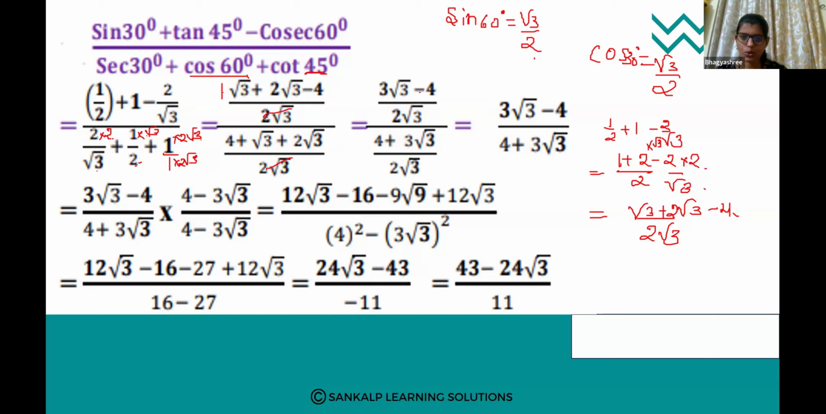3 into root 3 minus 4 divided by 2 root 3. 4 plus root 3 plus 2 root 3. Here also 4 plus 3 root 3. 2 root 3 and 2 root 3 will get cancelled. 3 root 3 minus 4 divided by 4 plus 3 root 3. Okay. Next, 3 root 3 minus 4 divided by 4 plus 3 root 3 into.